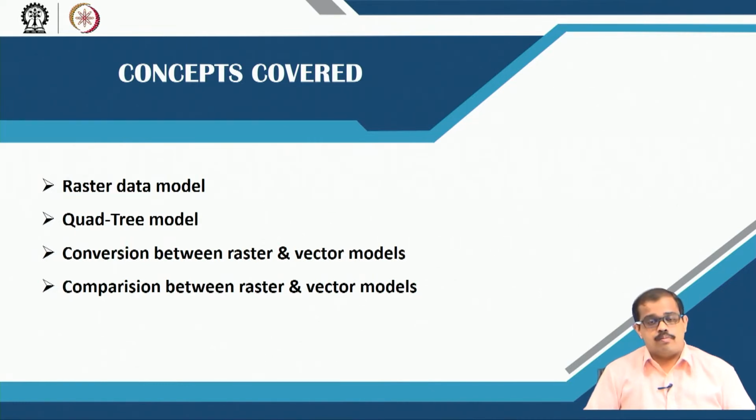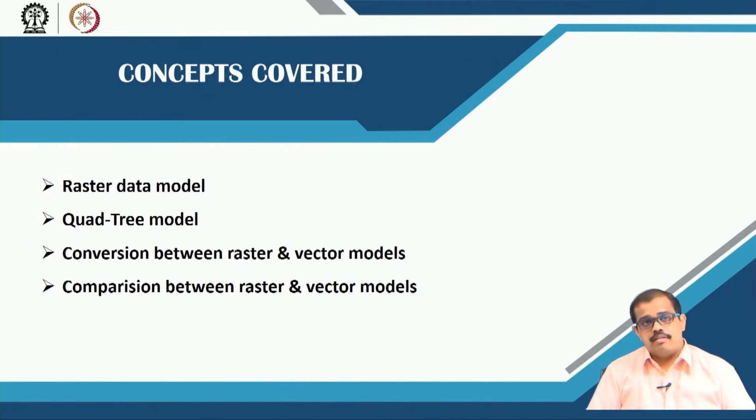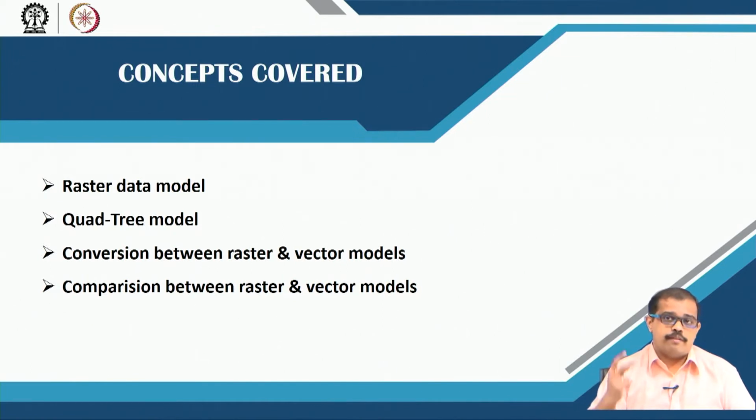We also looked at what you mean by attribute data, why you need attribute data, and how you store attribute data, especially in terms of avoiding redundancy. You avoid redundancy through normalization. But in this continued class, we will look at what you mean by a raster data model, the second type of data model representation in a GIS. We have two types, one is vector, the other one is raster. So, we will look at the raster data model today.